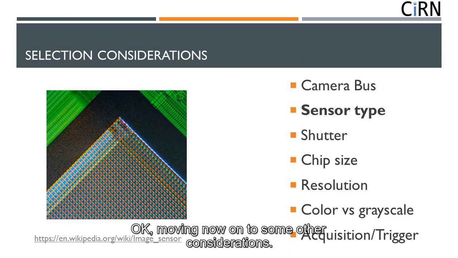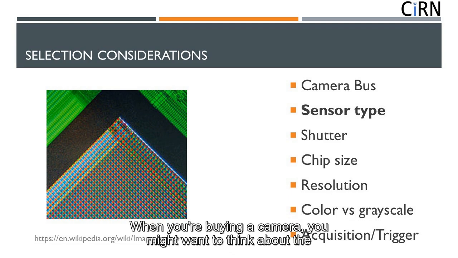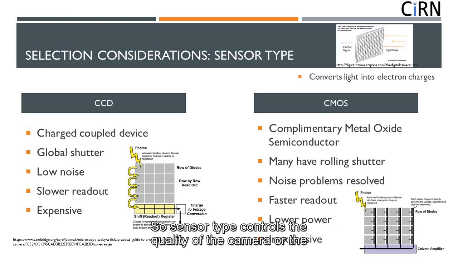Okay, moving now on to some other considerations when you're buying a camera. You might want to think about the sensor type. So sensor type controls the quality of the camera, or the quality of the image.